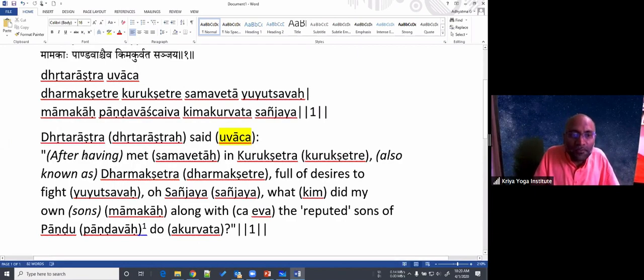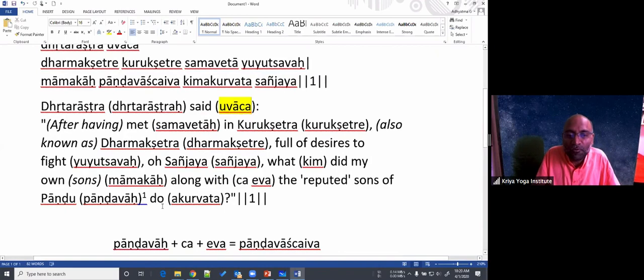Now you look at this sentence. After having met in Kurukshetra, Dharmakshetra, full of desires to fight, O Sanjaya, what did my own sons, along with the reputed sons of Pandu, do? So what did they do? That is another verb form. That's why the whole thing is one single sentence, this one verse. So this is another verb form, akurvata.